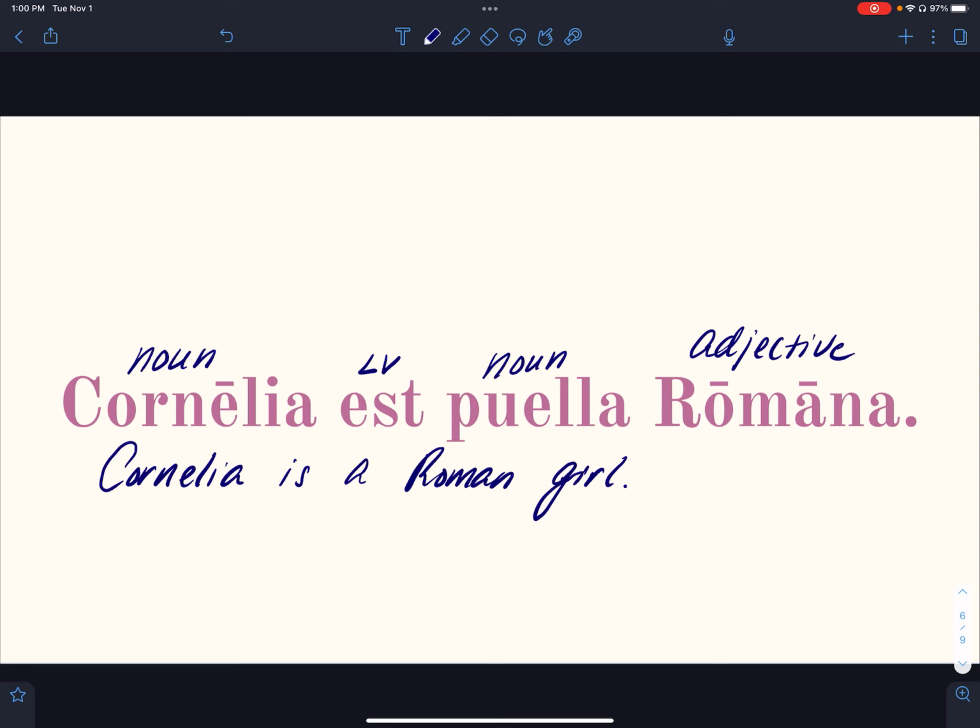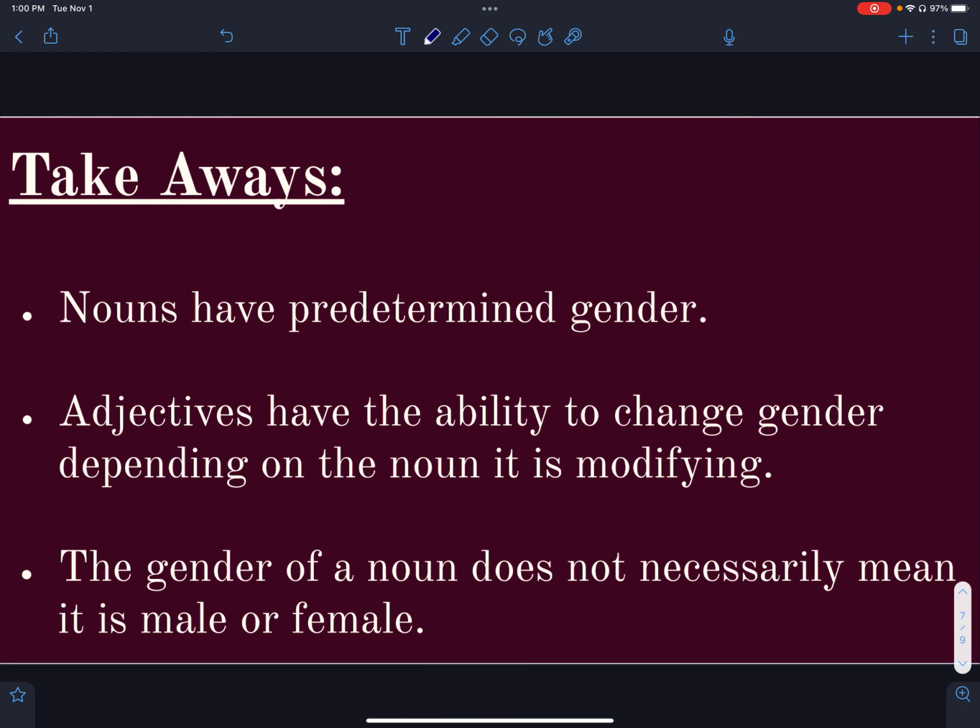We got this? Okay. All right, so there are some takeaways here. Nouns have predetermined gender. Okay, that's just the way that the noun was born. That's the nature of the noun, and it's always going to be that way. Noun genders do not change, ever. Noun genders do not change. Everybody say that. Noun genders do not change. One more time. Noun genders do not change.